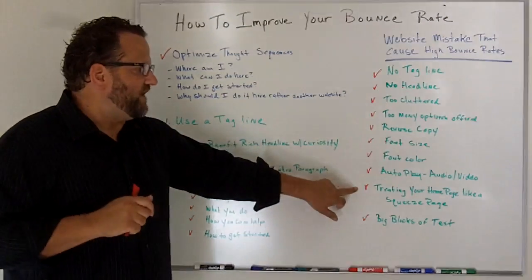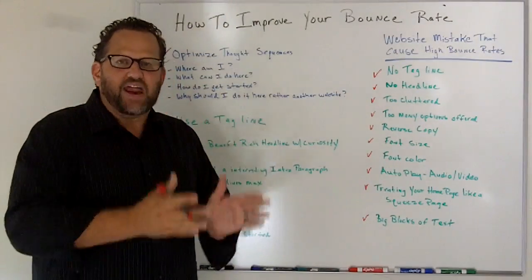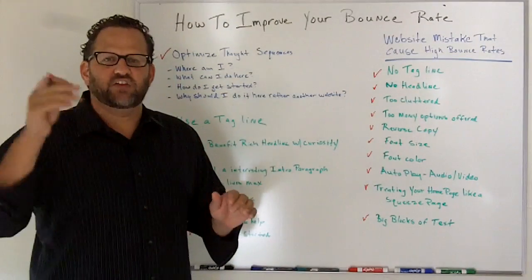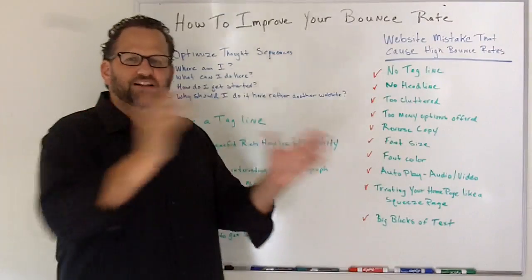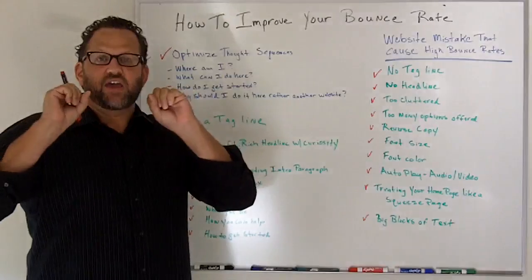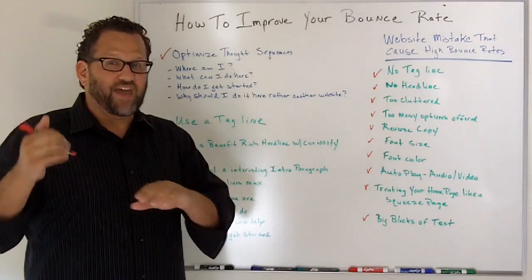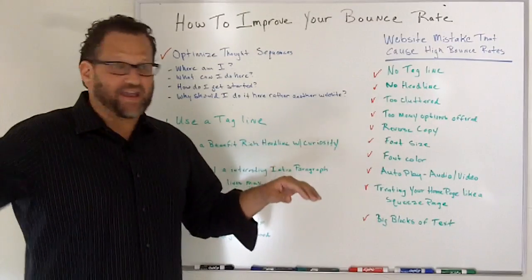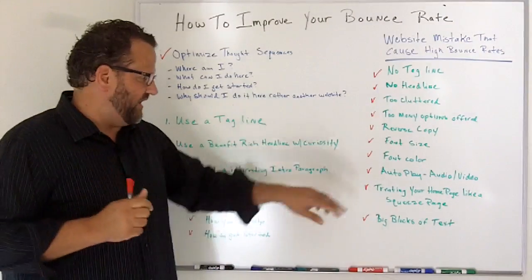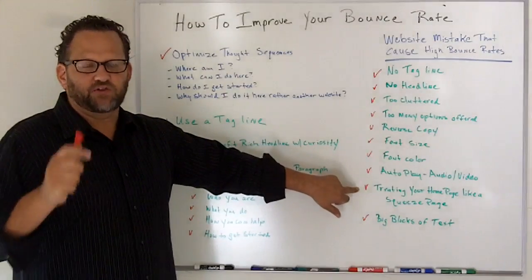The other mistake is treating your home page like a squeeze page. Okay, it's okay to have squeeze pages and landing pages if you're sending traffic directly to those pages. But if you're treating your home page like, hey, get my free offer or buy my stuff or get out, they have two options, and if they back out, that's going to increase your bounce rate. So do not treat your home page like a squeeze page or a landing page.